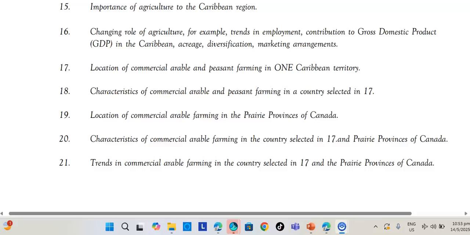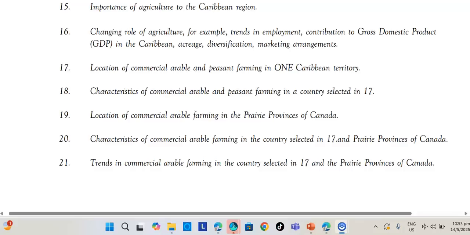Now we're going to look at location of commercial arable farming in the Prairie provinces of Canada. Commercial arable farming is mainly located in the southern part of these provinces. These are areas known as Canada's breadbasket because they grow large amounts of wheat, canola, barley, and corn. The land is flat, the soil is fertile, and there is sufficient rainfall or irrigation.